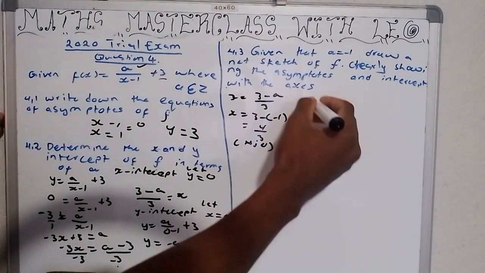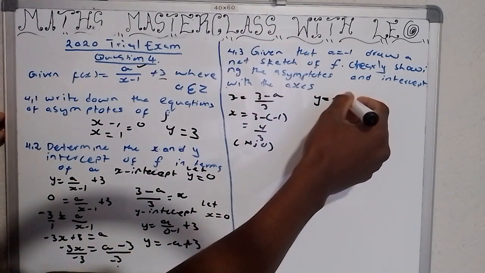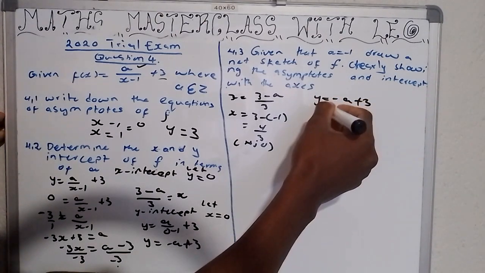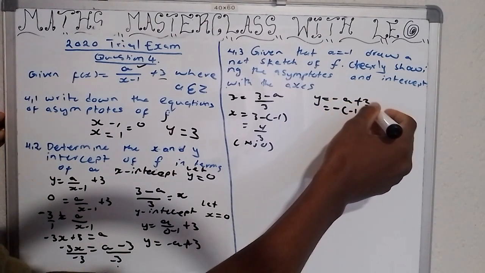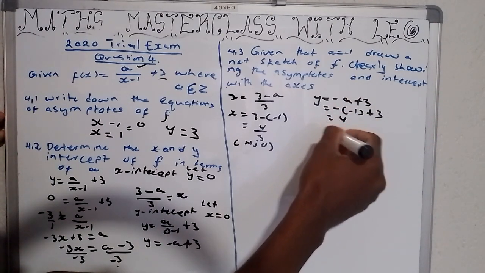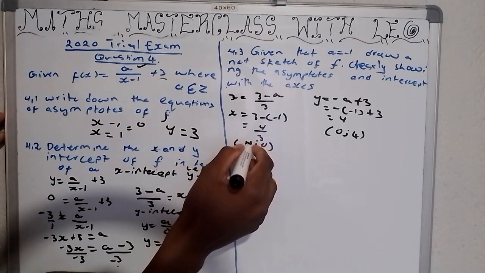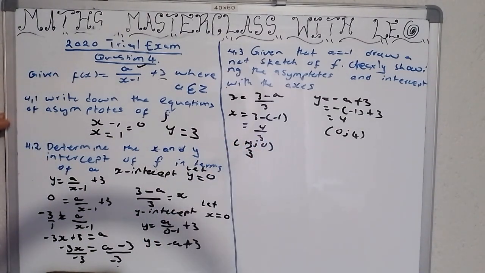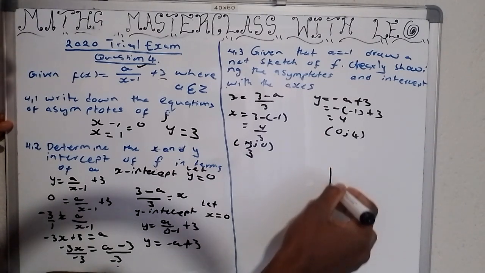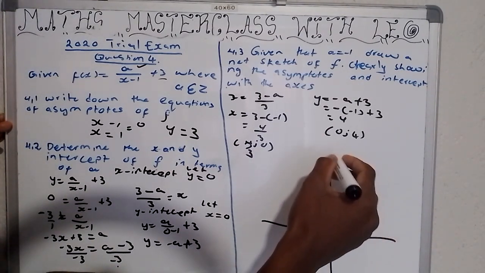And for the y-intercept, I know that y is negative a plus 3. Then I'm going to have negative times negative 1 plus 3. This will give me 4. Then I'll have my coordinates as 0, 4. Here I made a mistake, the x-intercept should be 4 over 3. When I draw, I'm going to have something like this. Let me just draw my axes.